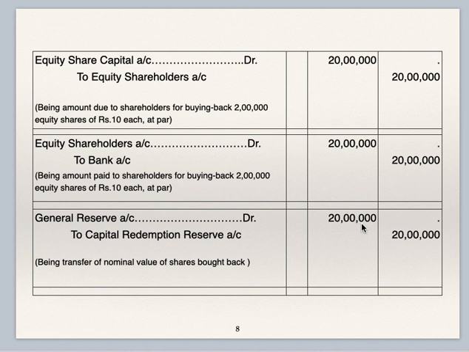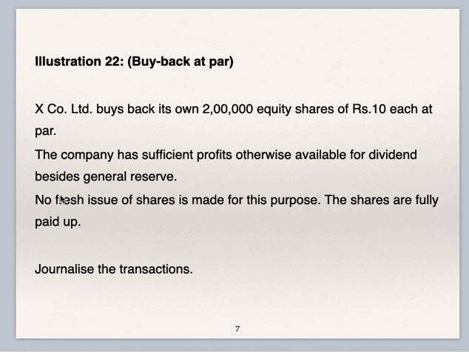That means buyback is from free reserves and an amount equal to the nominal value of shares bought back is to be transferred to capital redemption reserve account. You have debited equity share capital account. This is the nominal value or face value of shares bought back, which gets transferred to capital redemption reserve account from general reserve. General reserve account debit to capital redemption reserve account. It is given in the question that the company has sufficient profits available for dividend besides general reserve and no fresh issue was made.